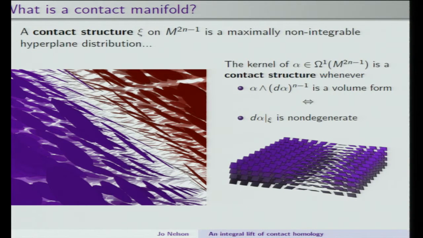And so this is the same example in R3. And the favorite contact form in R3 is dz minus y dx. And you might not be able to generate these pictures in your head right away, but you can at least check that alpha wedge d alpha is dx dy dz, which we all hopefully agree is a volume form on R3. Okay.